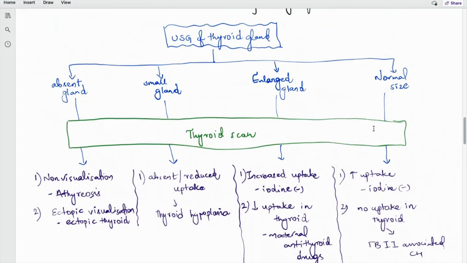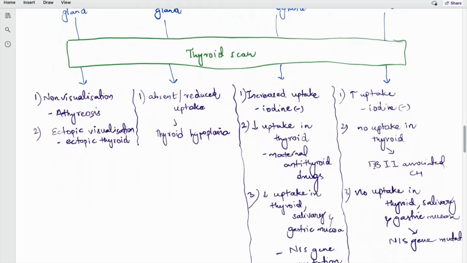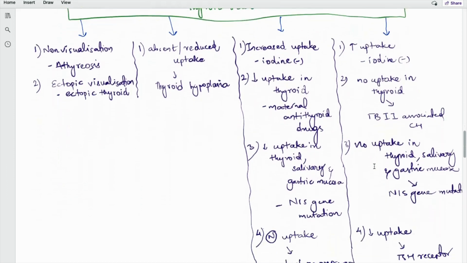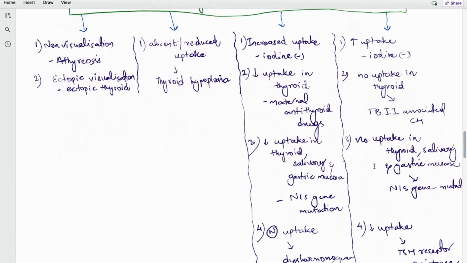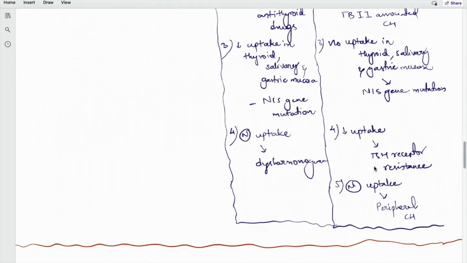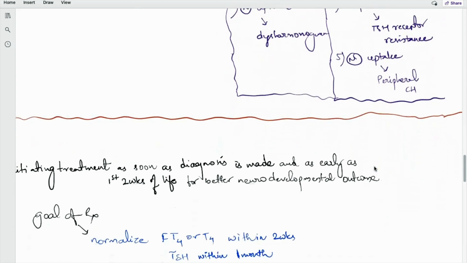The thyroid gland is normal in size on ultrasonography, but on thyroid scan, if there is increased uptake, it is because of iodine deficiency. And if there is no uptake on scintigraphy, it is because of thyroid binding inhibitory immunoglobulins. And if there is no uptake in thyroid gland, salivary gland, gastric mucosa, it is because of sodium iodide symporter gene mutation. And if it is decreased uptake, it is because of TSH receptor resistance. And if there is normal uptake, it is because of central hypothyroidism.